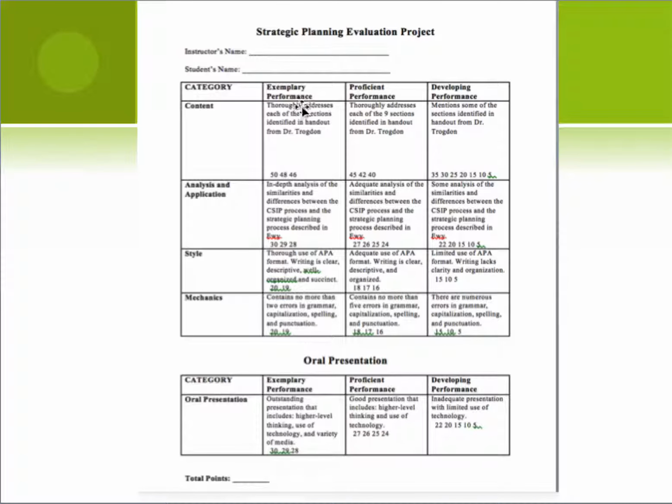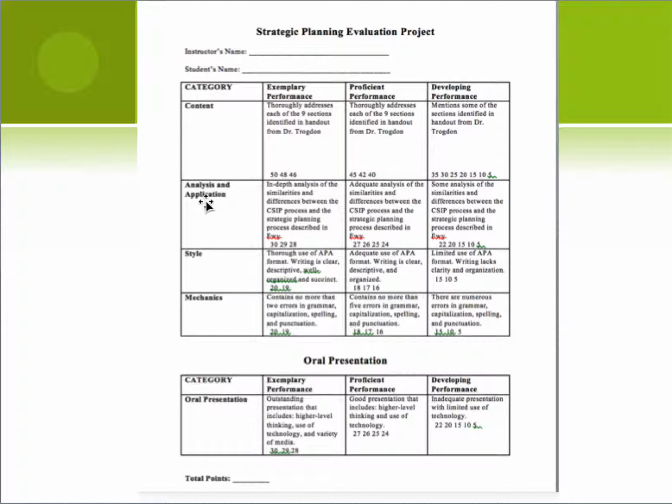Here is the rubric, and I changed this just a little bit based on feedback from last week, as well as the previous slide that was just explained. So it's similar to your UFE project. There's a section on content, and here it talks about the 3 different levels of performance, with exemplary being thoroughly addressing each of the 9 sections identified in the handout or the slide that I just talked about.